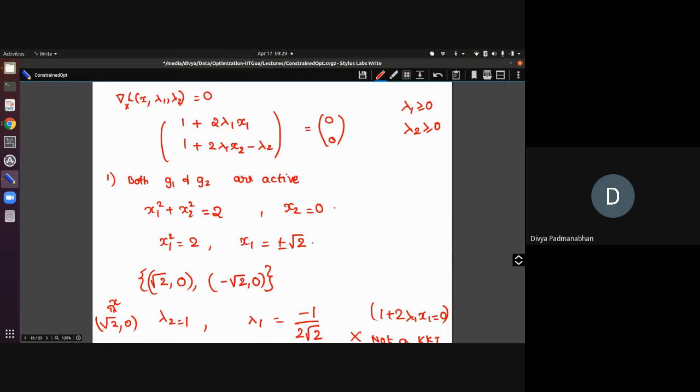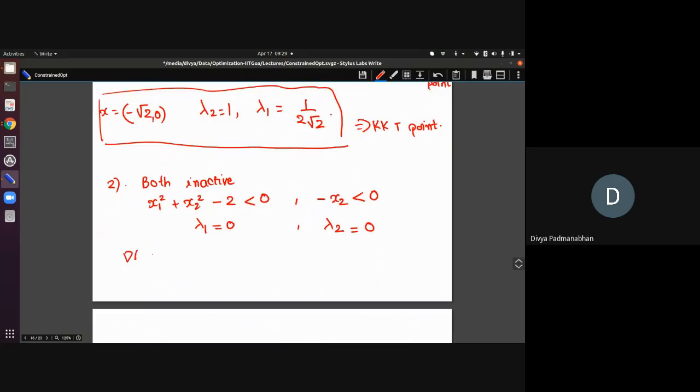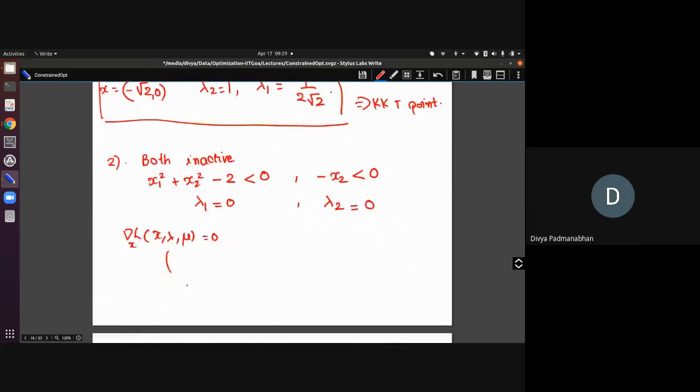So lambda 1 and lambda 2 are both 0. It is not possible, right? From this condition, this is not going to be satisfied. This would give you, on the left hand side, 1, 1, and the right hand side is 0. So this cannot be equal to 0, so this cannot happen. So you cannot find a KKT point when both are inactive.